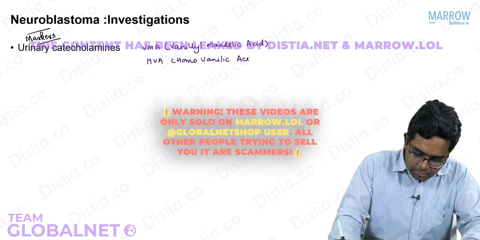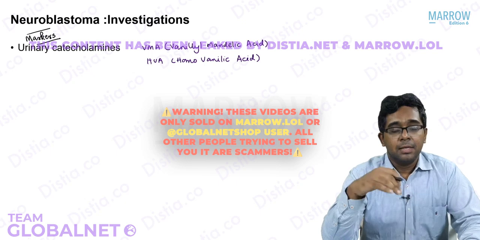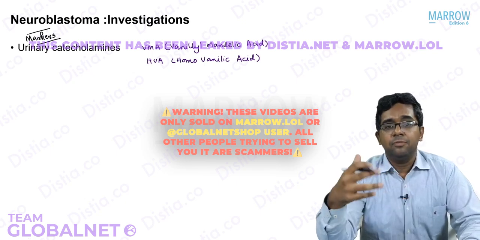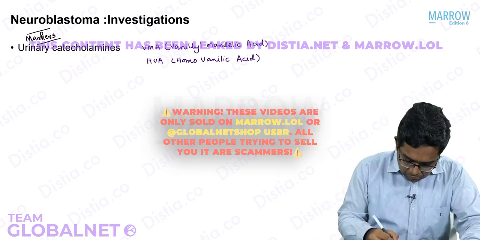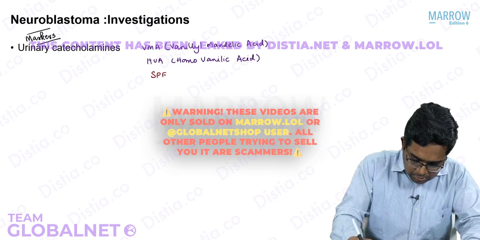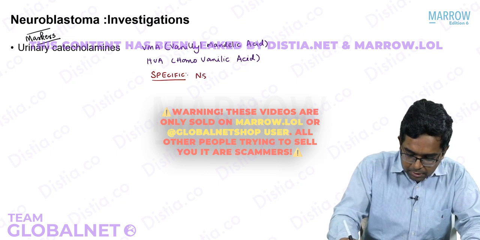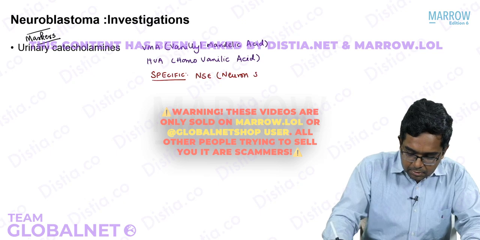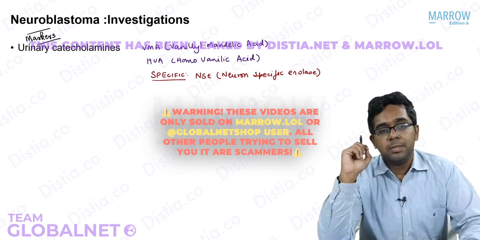Okay, right. Now please remember, these are not specific for neuroblastoma. They can be elevated in other neural crest tumors also, like in pheochromocytoma. So if they ask you the question, what is the specific marker for neuroblastoma, your answer is going to be estimation of the levels of NSE. What is that? It is neuron specific enolase. That is a specific marker in neuroblastoma, which should always be remembered.